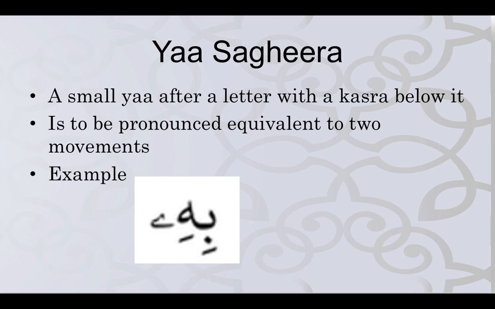Now, this is ba kasra. So this is how you would pronounce this word. You would say ba kasra bi, ha kasra ya saghira hi, bihi. So this ha and its kasra vowel, you have to extend it to two movements because of this ya saghira. This little tiny ya that you see over here is known as the ya saghira. So you would pronounce it like this. Ba kasra bi, ha kasra ya saghira hi, bihi. So that is a ya saghira.